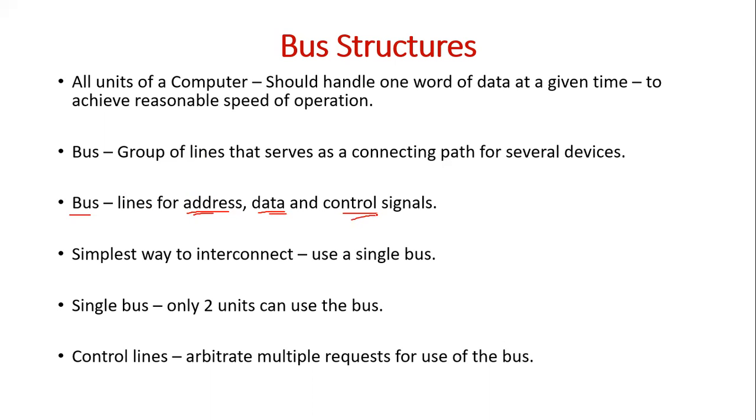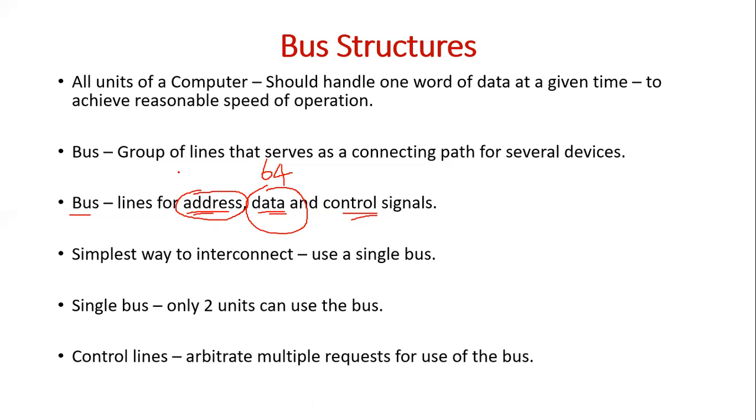Okay, so the size may vary. For example, in the bus, the data line may have 64 bits. That doesn't mean that the address lines also should be 64 bit. No, the size of the address lines depends on the memory size of the system, or how much maximum memory it should support. It is based on that.